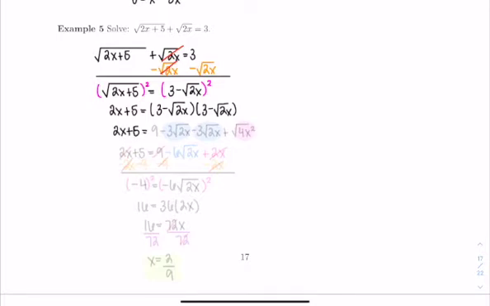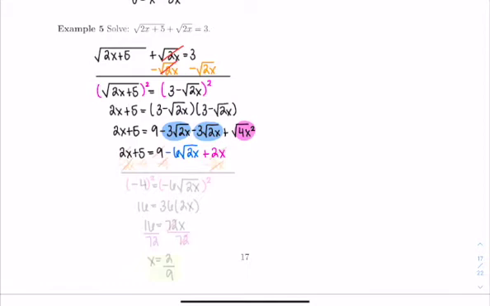So on the right, we end up with 9 minus 3 times the square root of 2x minus 3 times the square root of 2x plus the square root of 4x squared. And so we actually end up getting a perfect square with our 4x squared. And we have like terms in the middle. So we have 2x plus 5 equals 9 minus 6 times the square root of 2x plus 2x.